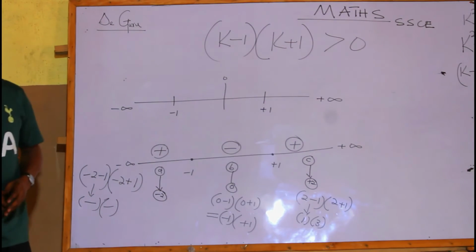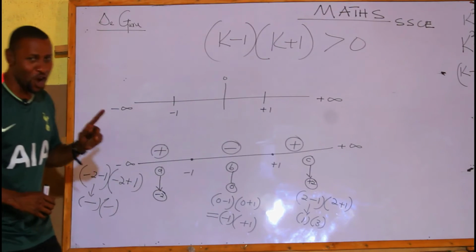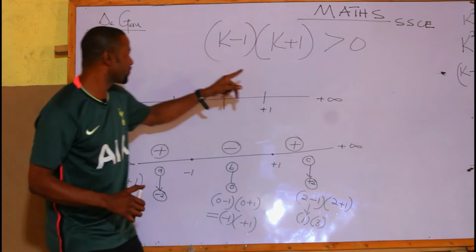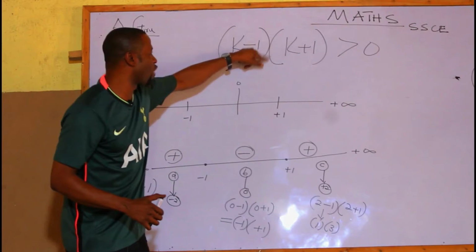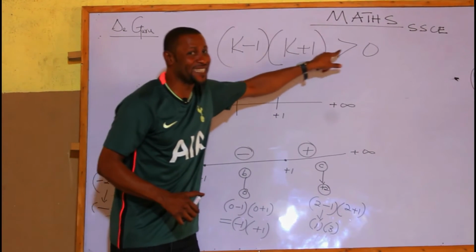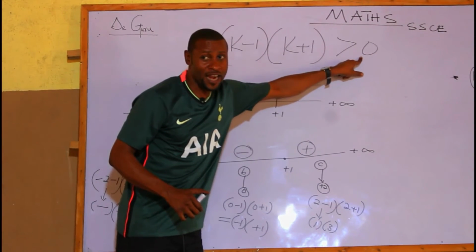Ladies and gentlemen, go back to what you're solving. Watch. They said K minus 1 times K plus 1 is greater than 0, Abi? Hello, is what?